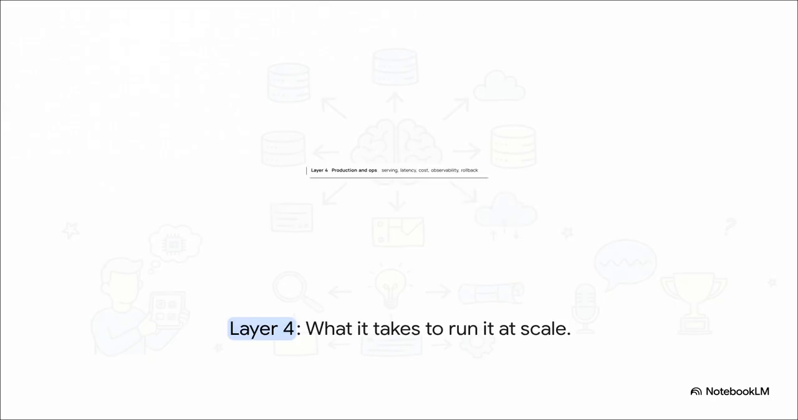Moving higher, we hit layer 4, production and ops. This is the reality check. It's what it takes to actually run this thing at scale. We're talking serving, latency, cost, observability, and rollback plans. You have to balance the classic cost, latency, and quality triangle. Knowing whether a system lives or dies by its latency budget versus its observability, that is exactly what real-world experience buys you.